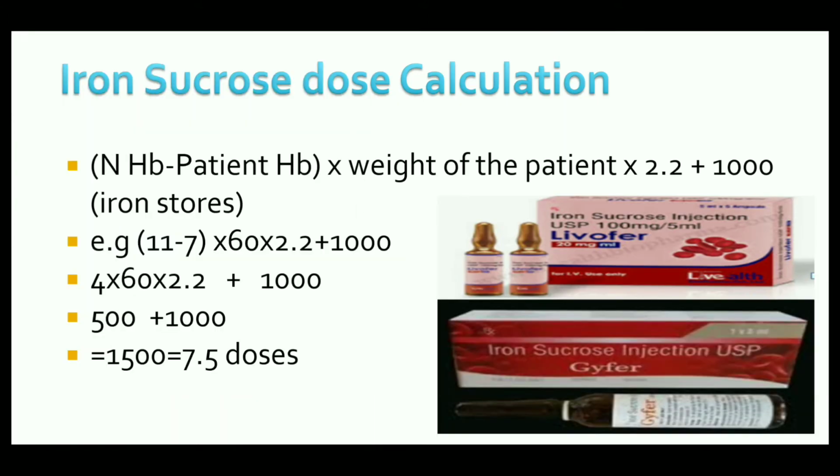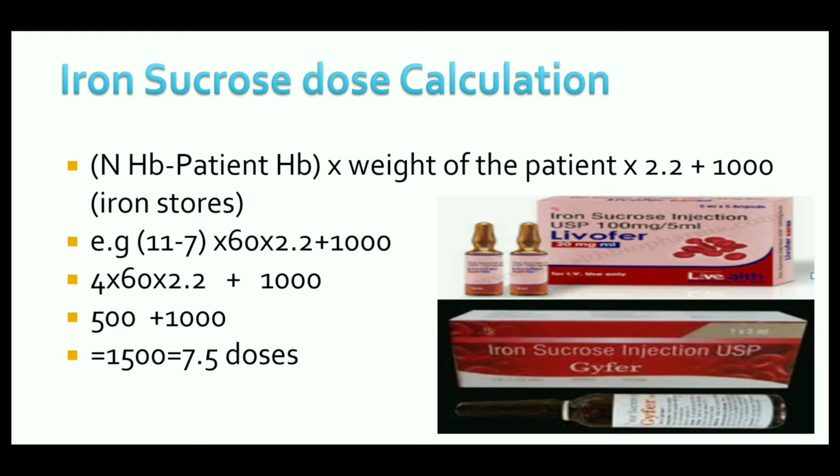Now coming to the iron sucrose dose calculation. The iron sucrose is sold in the form of Venofer or Levofer. So how will we calculate the dose of iron sucrose? First of all, the patient's HB is subtracted from the normal HB. Then that is multiplied by the weight of the patient, multiplied by 2.2, plus 1000.